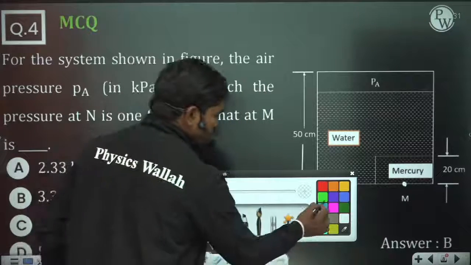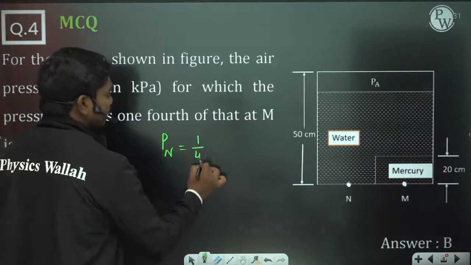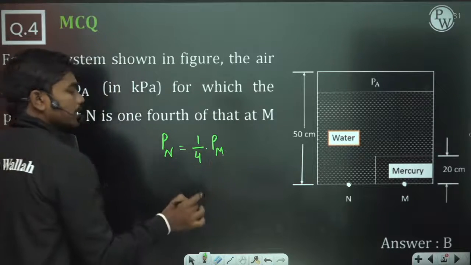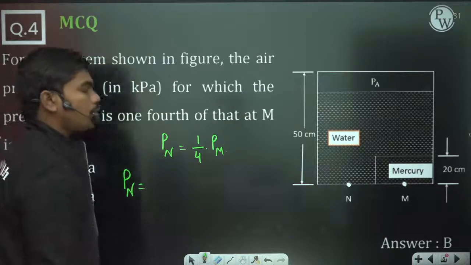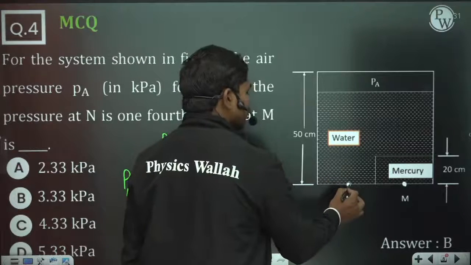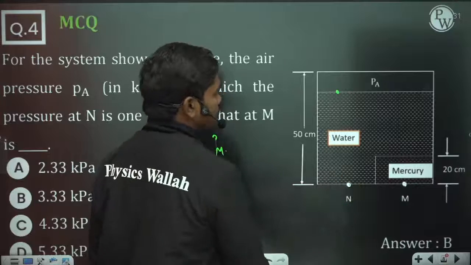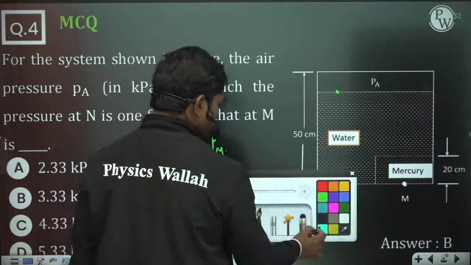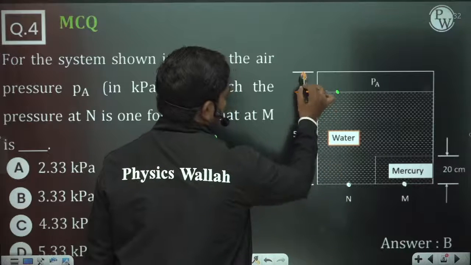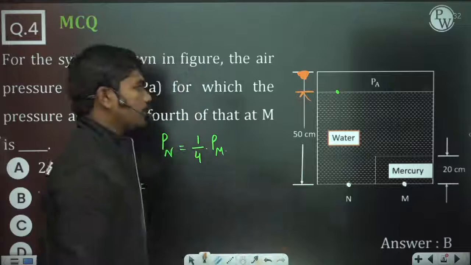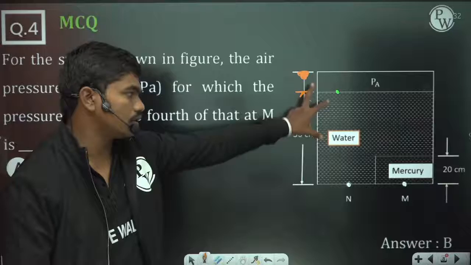Pn is equal to 1/4 of Pm. So let us see what is the pressure at location N. The pressure at this location is nothing but pressure due to this air plus pressure due to this water column, 50 centimeters height water column. I think we have made some DTP error, so this is till this 50. Okay, this is not required. There is some diagram formatting mistake, but the total is 50 centimeters of water.